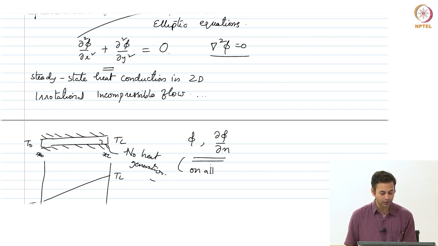We have to specify on all the boundaries, right? In order to be able to solve this equation. For example, here in the 1D problem, we have to specify T at x equal to 0 and T at x equal to L, so that we can solve for this 1D heat conduction problem. Do we have to specify an initial condition also? We don't have to, because there is no time derivative in this. So there is no need for an initial condition, but we have to specify a boundary condition on all the boundaries that we have.